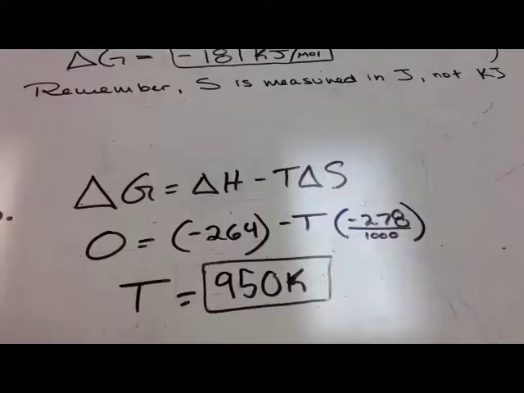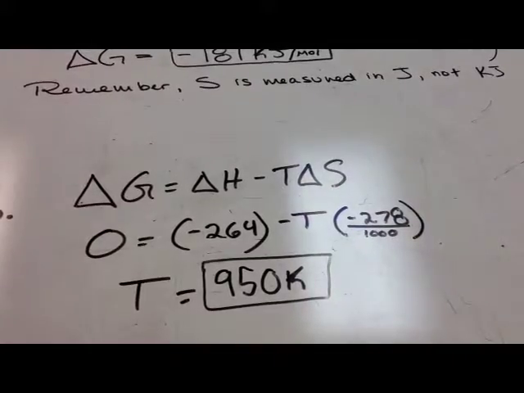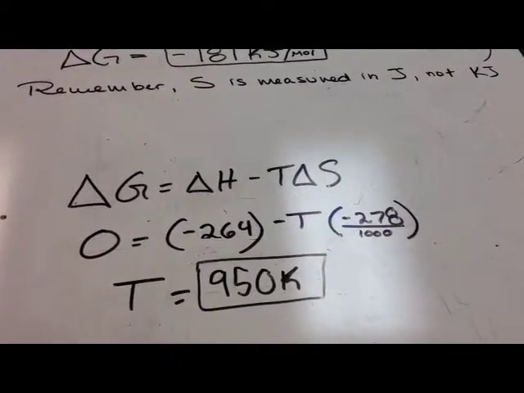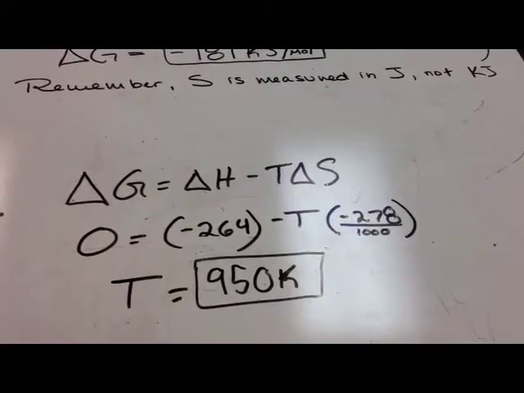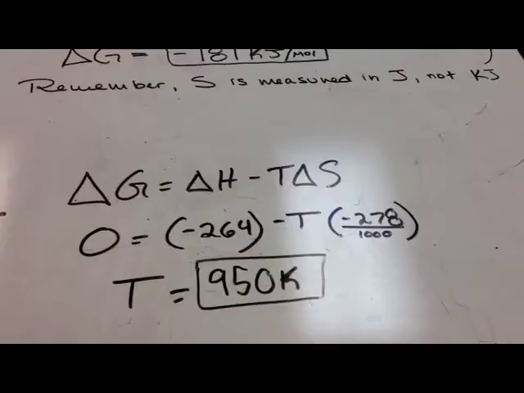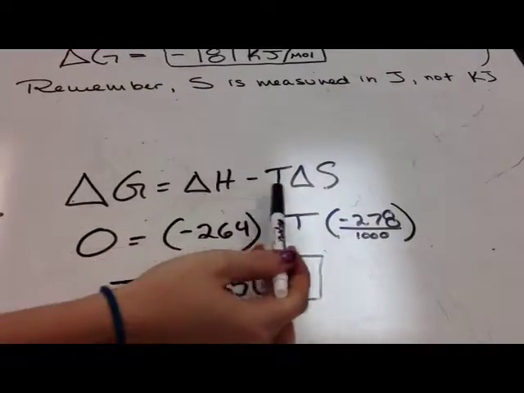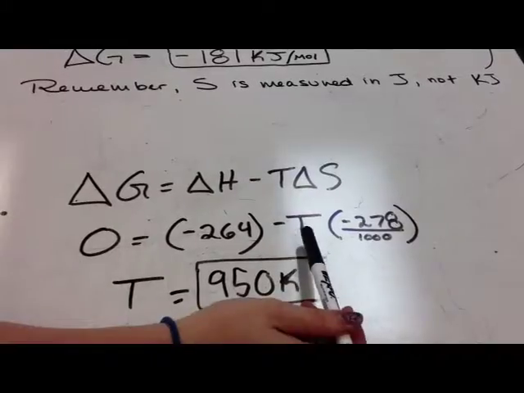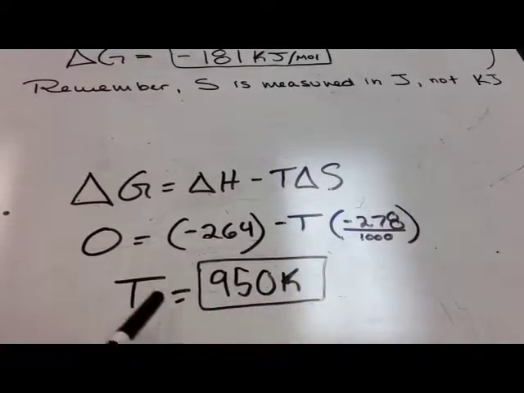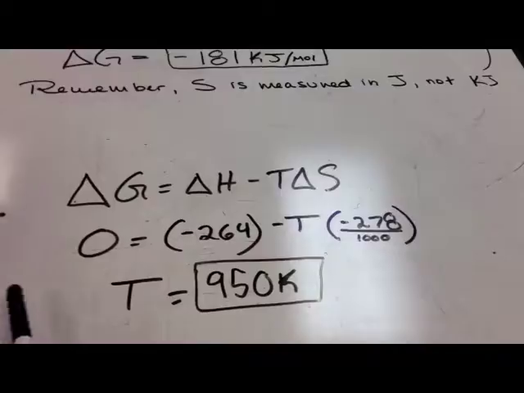You're going to be tempted for this problem to use change in G equals negative RT ln K, but you have to remember the rule that at equilibrium, change in G should be 0 because the reaction has already reached its point. So you're going to put everything back into the equation, but just have G be 0, so that way you isolate the temperature and work out to be 950 Kelvin.